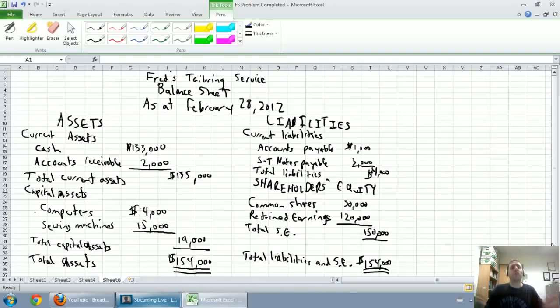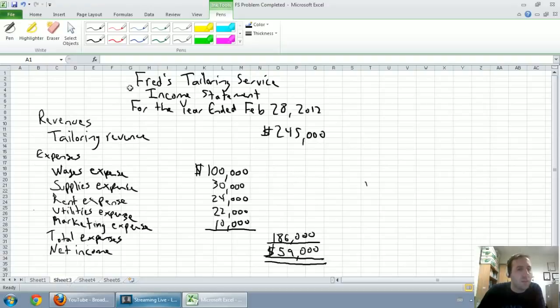Okay, ladies and gentlemen, we've come to the end of our financial statements. We've prepared them all, but now we want to do a bit of analysis, rudimentary analysis, just to get a feel for how this company did and just to make sure we understand what we've in fact done. We prepared an income statement. That was our summary of revenues and expenses. Revenues minus expenses equals net income.